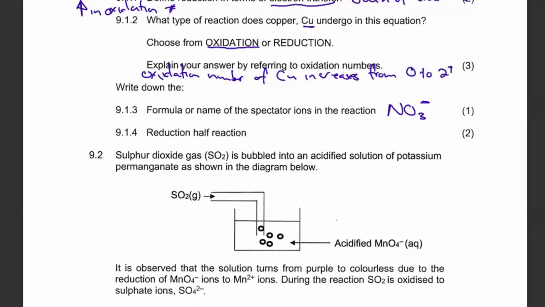It says write down the reduction half reaction. So we need the reduction half reaction, so which was reduced here? You started with Ag plus, and then you ended up with Ag, which is neutral. So you started with a value of +1, then you went to 0. It means there was reduction. You started with an oxidation number of +1 and ended up with something neutral, 0. So that's a reduction, and now we are asked to write the reduction half reaction.